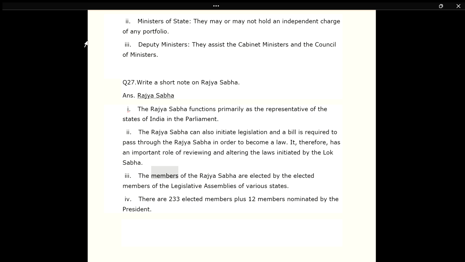3. The members of the Rajya Sabha are elected by the elected members of the legislative assemblies of various states. 4. There are 233 elected members plus 12 members nominated by the President.